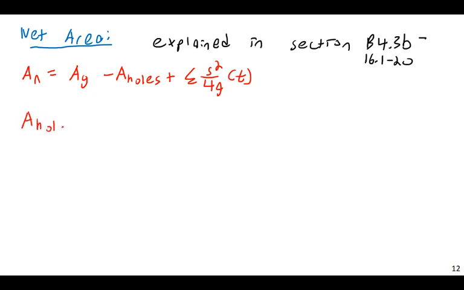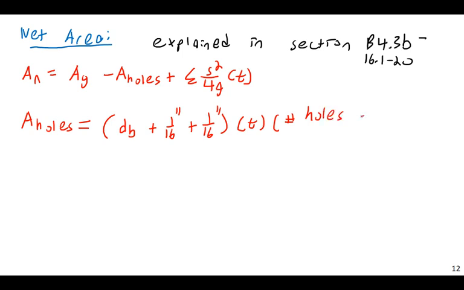So the area of the holes, to go along nicely with FU, is going to be d sub b plus 1/16 plus 1/16 inches, times the thickness, times the number of holes in the failure path.